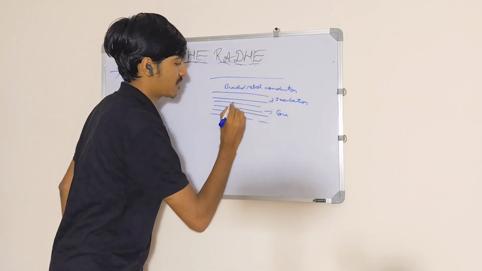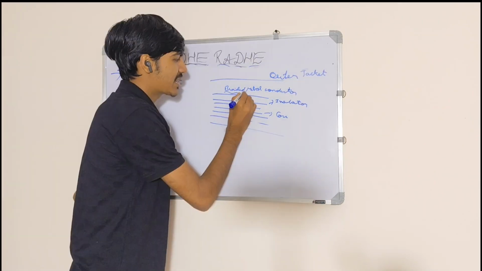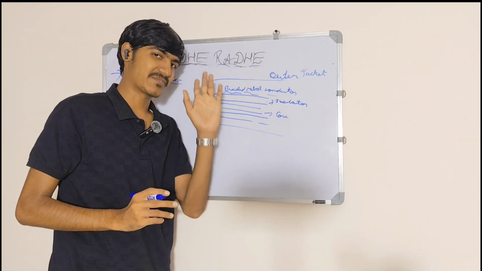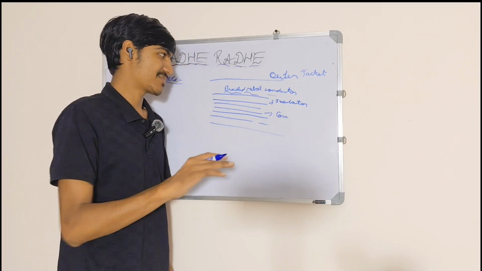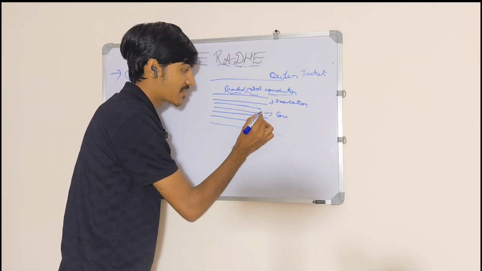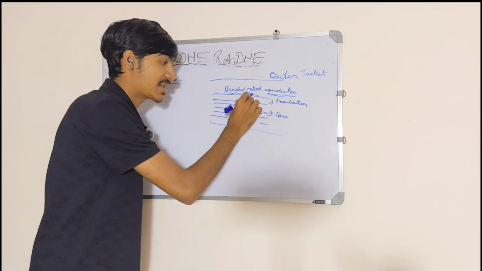Outside of this we have the protection jacket, or outer jacket, you can say. Then the braided metal conductor. This is used to eliminate interference. And this is the one which serves as the path of data transfer. And this one connects to ground.